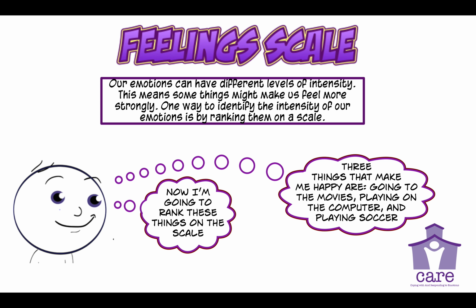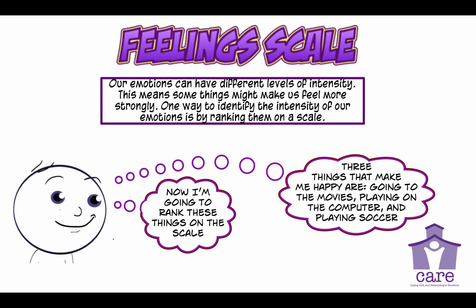So, for example, if somebody borrowed my pencil without asking, I might be slightly annoyed. That might kind of bug me to have my pencil disappear off my desk. But if someone borrowed my car without asking, I would probably be a lot more angry about the car than I would be about the pencil. So that means that emotion can have different levels of intensity. And so you can tell students that one way that we can identify the intensity of our emotions is by ranking them on a scale.